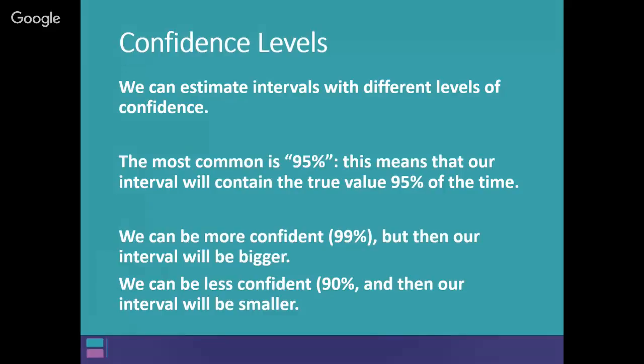But it would be possible to calculate confidence intervals for other levels of confidence. So for example, we might be more confident to have a 99% confidence interval. But then our interval will be bigger, because in order to be more confident, we have to have a bigger range in which the value could lie. So we're more sure that it's in that range, but the range is bigger. On the other hand, we could be less confident, a 90% confidence interval, and then our interval will be smaller. So we have a smaller range in which we think that the true value will lie, but we're allowing ourselves to be wrong 1 time in 10. So we're going to be wrong more often with the value lying outside that range.